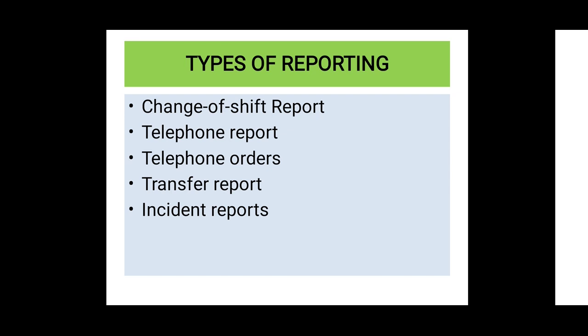And types of reporting. Change of shift report. It is a report given to all nurses on the next shift. So the two types of nurses, the off-going nurse and the oncoming nurse. Off-going nurses are those nurses whose shift is completed, and the oncoming nurses are those nurses who will start the shift. So the off-going nurse will give report to the oncoming nurse.